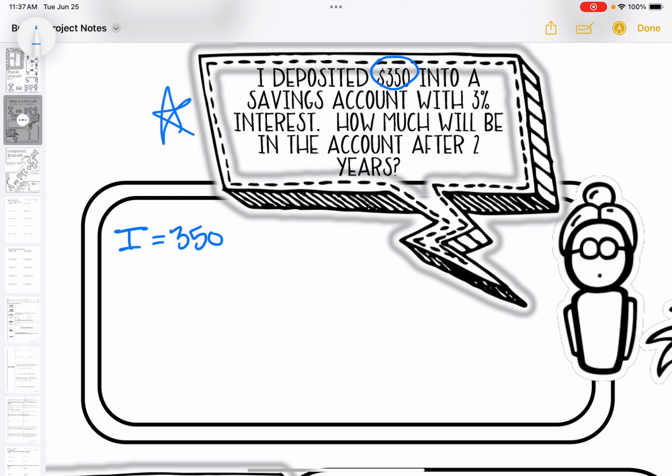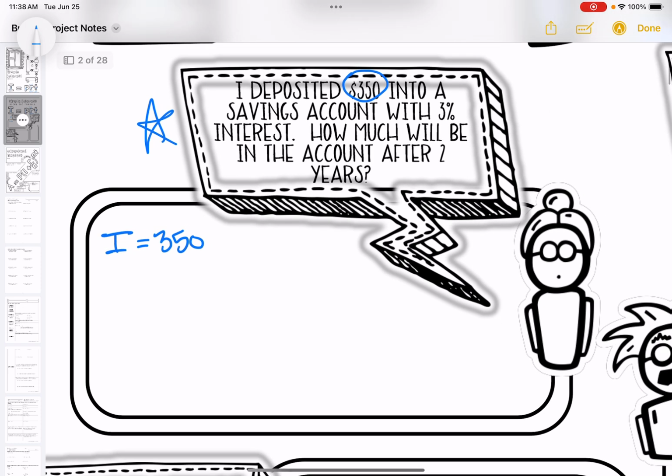All right, and then that savings account had a 3% interest. So I need to convert 3% to a decimal. So I'm going to have 3 divided by 100, and that gives me 0.03 in parentheses. And then next is T, which is my time, which is 2 years.